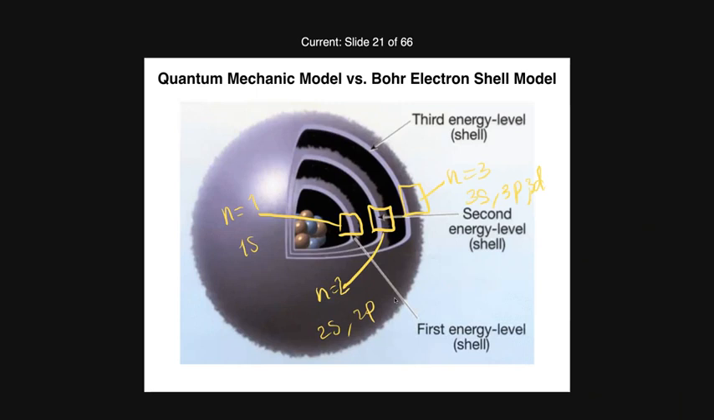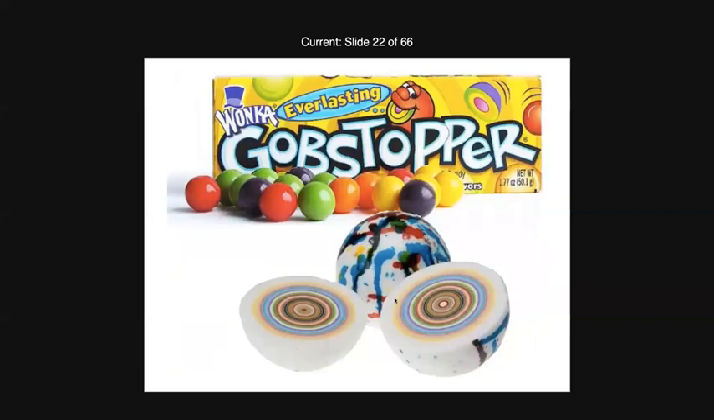The quantum mechanics model just gives a more accurate picture, and also more accurate predictions of phenomena, than Bohr's model. Okay, so now let's get back to valence electrons real quick. Why are valence electrons, or the outer shell electrons, important, and how do they get involved with chemical reactions? The easiest analogy for this would be a gobstopper.